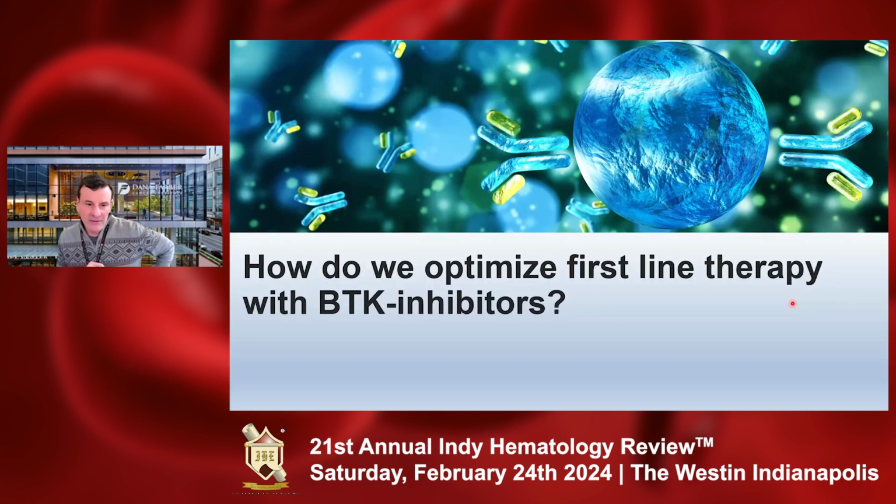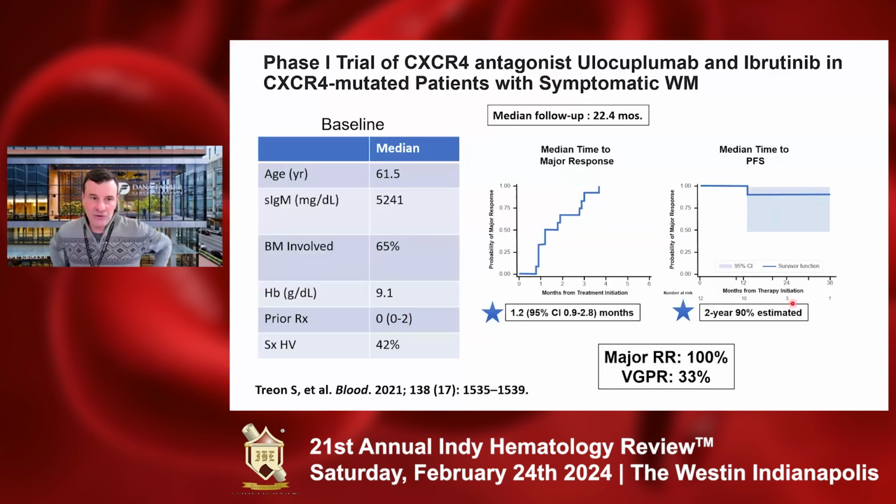So how do we optimize now that we have these exciting drugs, using BTK inhibitors? And one thing that happens in oncology all the time is that once we find a drug that's very active, we try to combine it to make it even more active, just like rituximab, as I showed you earlier. We've had an interest in using CXCR4 blockers for those patients that have the CXCR4 mutation. In fact, we had great results using an antibody called ulocuplumab that blocks CXCR4 along with ibrutinib. In fact, everyone was a major responder. A third of the patients were VGPR responders.